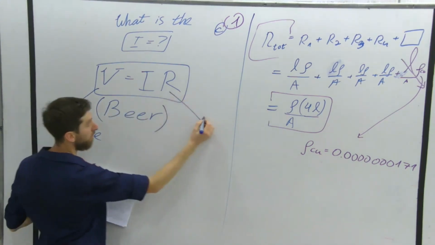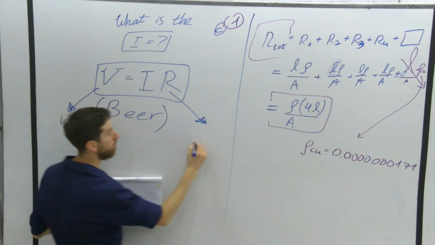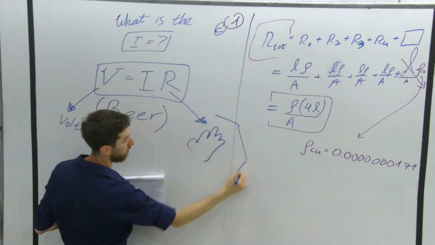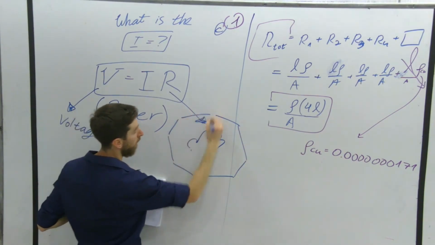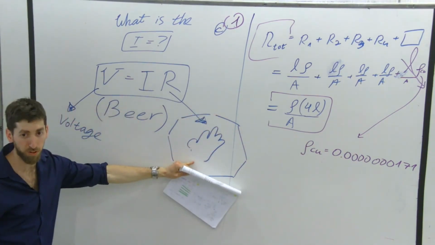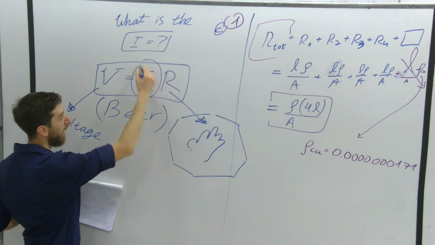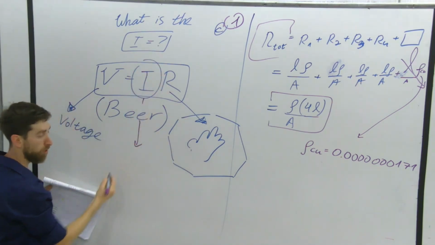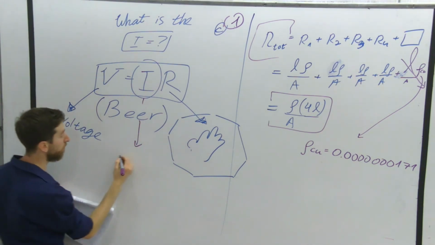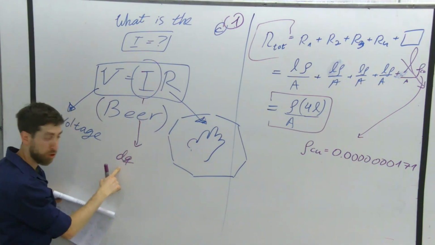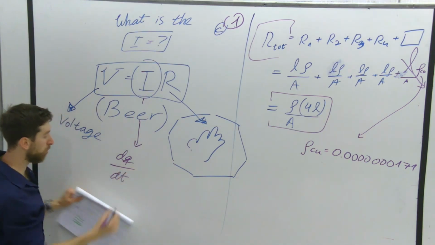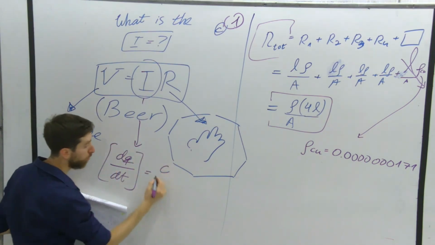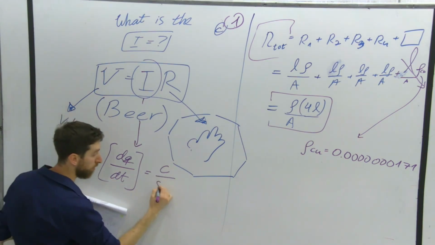And what is R? R is how much I want to stop this charge from moving, right? Like a stop sign. And what is I? I is how much they are moving. The definition for how much the charge is moving is dq over dt, which in units means how much coulomb passes through in 1 second.